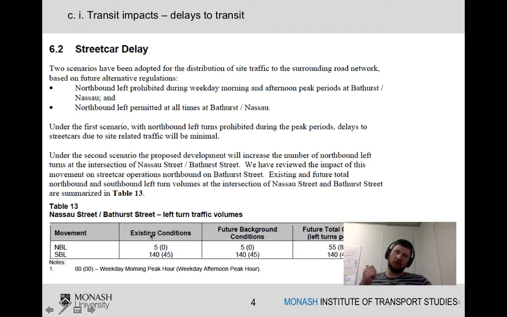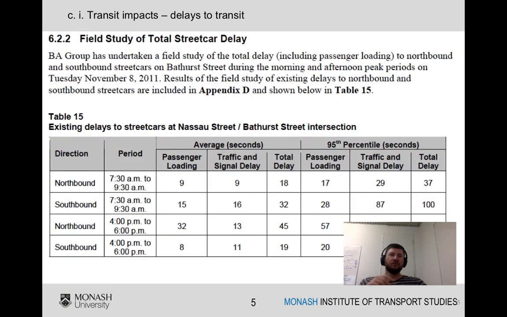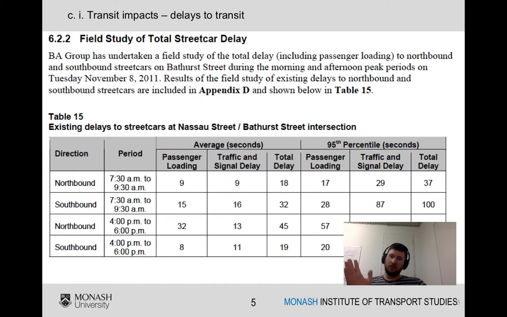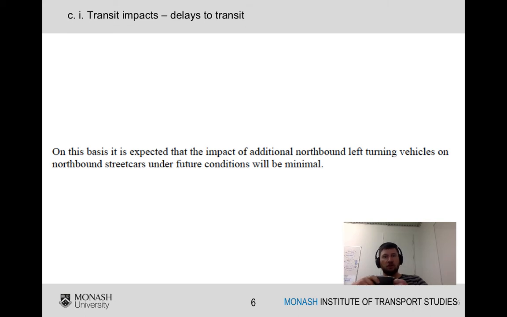So here again is the relevant bit from the transport report, looking at streetcar delay. There's some information there about how many left turns there are going to be under future conditions and future background conditions, so you can see what the impact is. And then there's been a bit of a field study. People have gone out there and actually done a survey of how many seconds these existing vehicles are delaying transit by. And then you work your way down through this, and there's some modelling done and all of that sort of stuff.